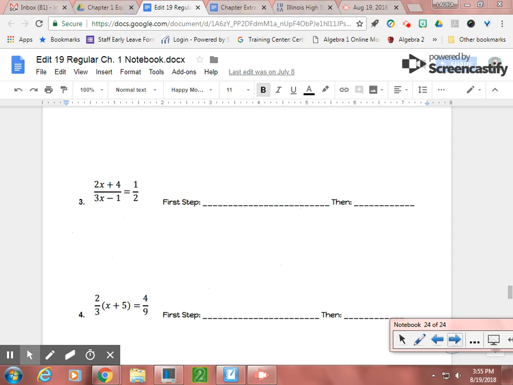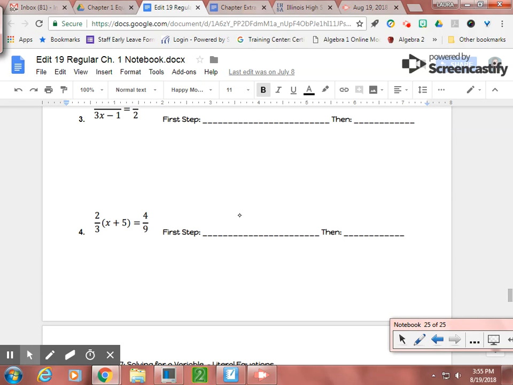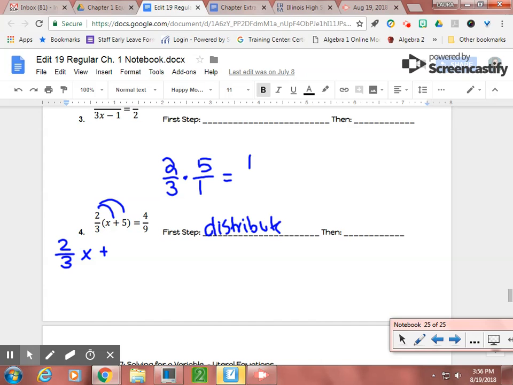Okay, our last one here is definitely tricky. So your first step here is you want to distribute. In distributing this, I get 2/3 x. Then I need to take 2/3 times 5. Let's think about how we do that. 2/3 times 5. What's 5 really? 5 over 1. How do you multiply fractions together? You go straight across the top and get 10 over 3. So this is really plus 10/3 equals 4/9.